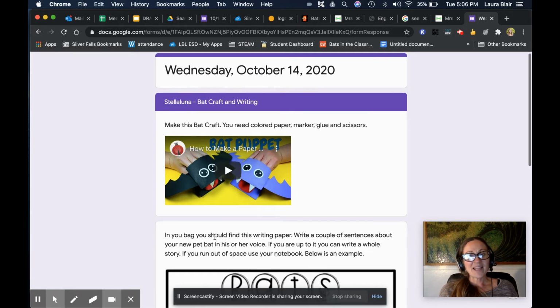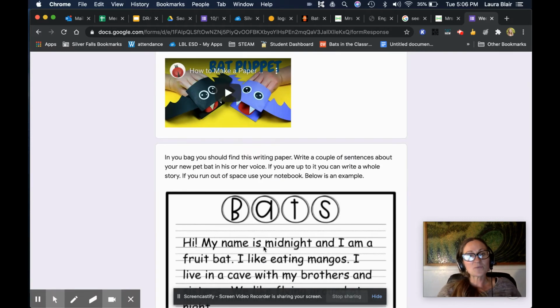Okay, and then in your bag, you should find this writing paper. If you don't, then just write it in your spiral notebook, your writing spiral notebook. So write a couple of sentences about your new pet bat in his or her voice. That means the bat is talking, okay? So if you're up to it, you can write a whole story. The bat can tell a whole story if you want.